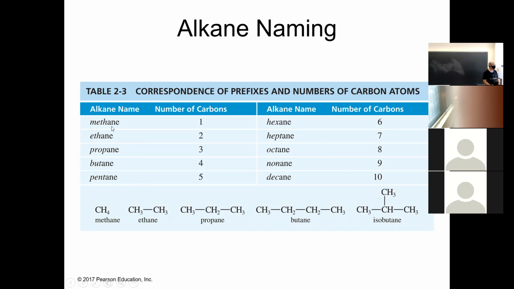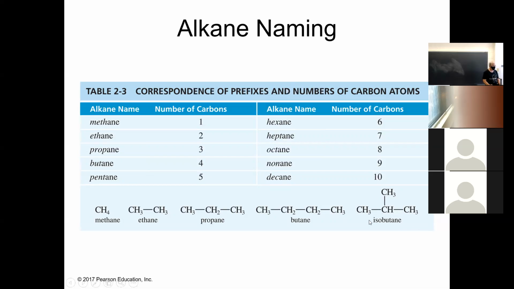Okay, so these are the names of the first 10 straight chain alkanes. Okay, you do need to know these from memory. We have methane, they're classified according to the number of carbons. Methane, here's ethane, propane, butane. Pentane would be a string of 5 carbons, okay, and then up to 10. Hexane, heptane, octane, nonane, decane.